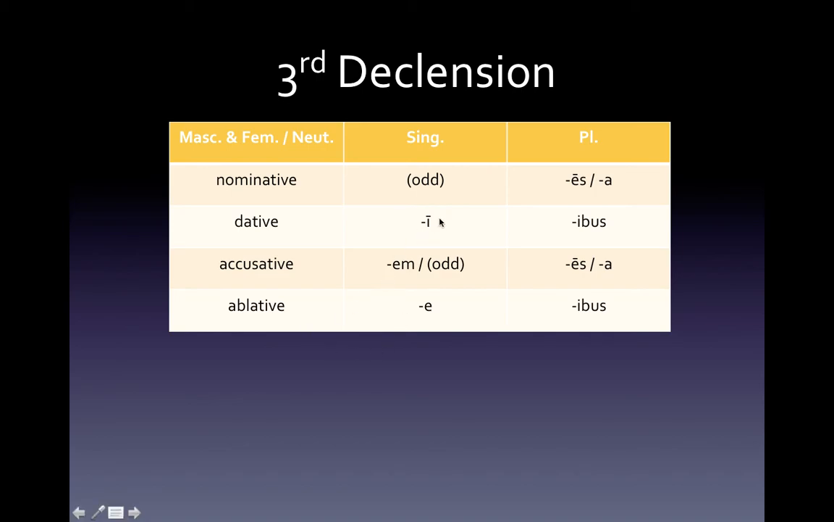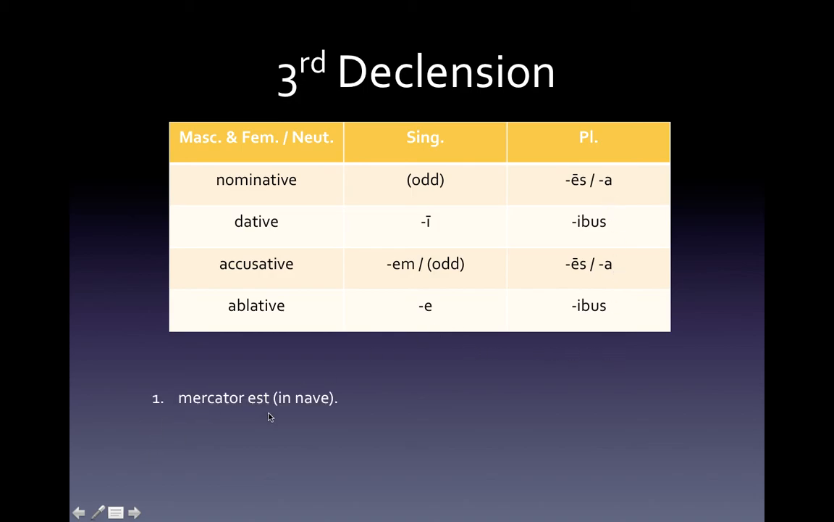The dative singular in the third declension is an accented i. Then we have em here. On the right side of the backslash, we have a representation for the neuter. Whatever the neuter is in the nominative, which is odd, it's going to also be in the accusative. So that's why down here there is odd as well. Then we have our ablative. Over here we have accented es in the nominative and the accusative plural. That's for the masculine and feminine. But in the neuter, according to our neuter rules, the second one, the nominative and the accusative plural are always a. And then we've got ibus for the dative and the ablative plural.